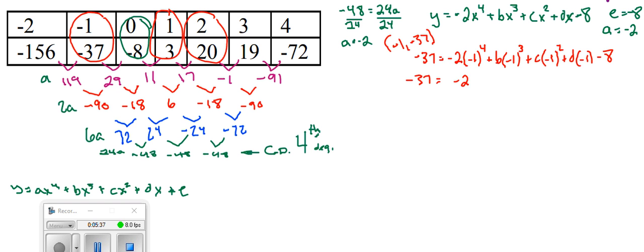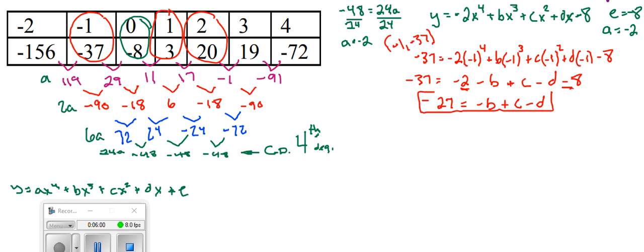-1 cubed is -1, so that's just minus b. -1 squared means that's just c times 1 minus d minus 8. So -2 combines with -8 to make -10. Move it to the other side, you get -27 equals -b plus c minus d. I'm going to put a box around that because that is our first equation.